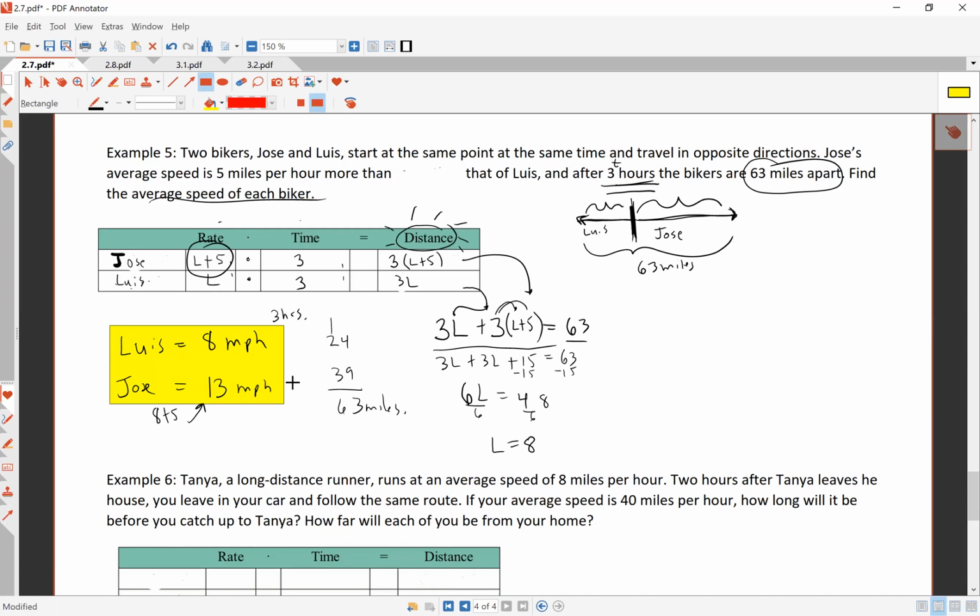Okay, so that's one type of uniform motion problem. I point out again that they told us that after they traveled for 3 hours, they ended up being 63 miles apart.